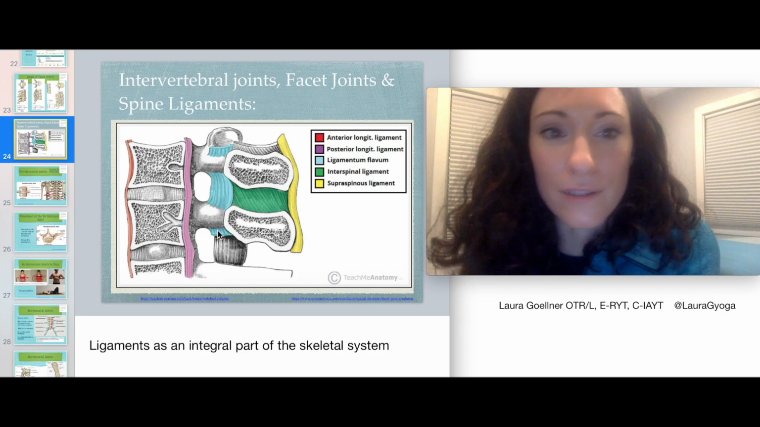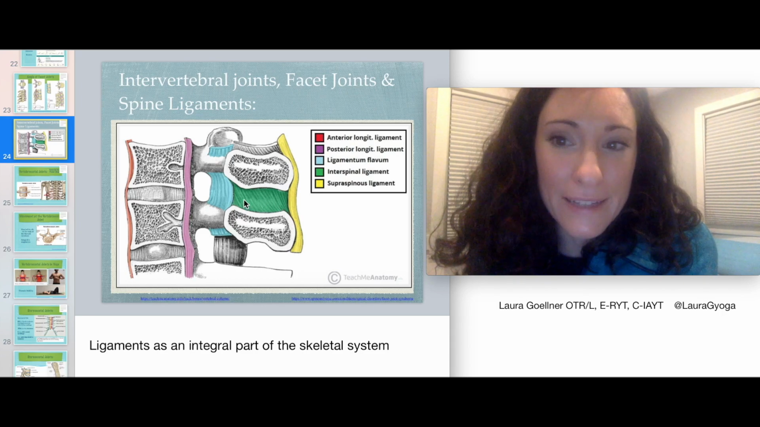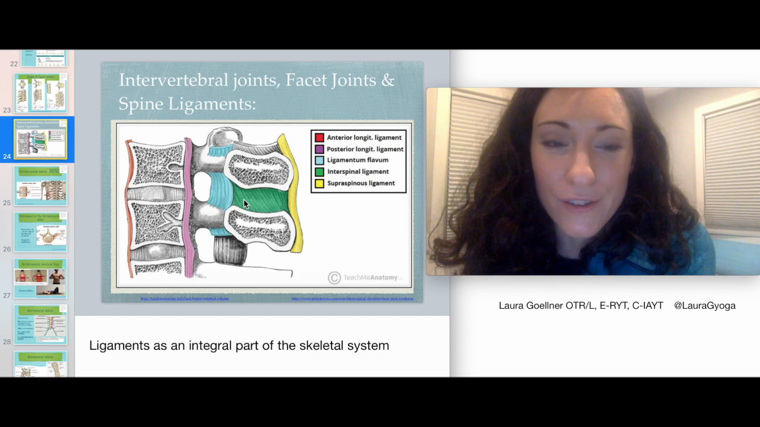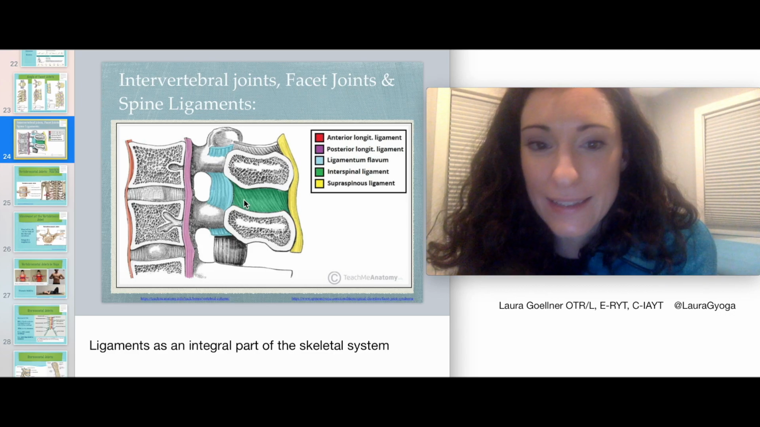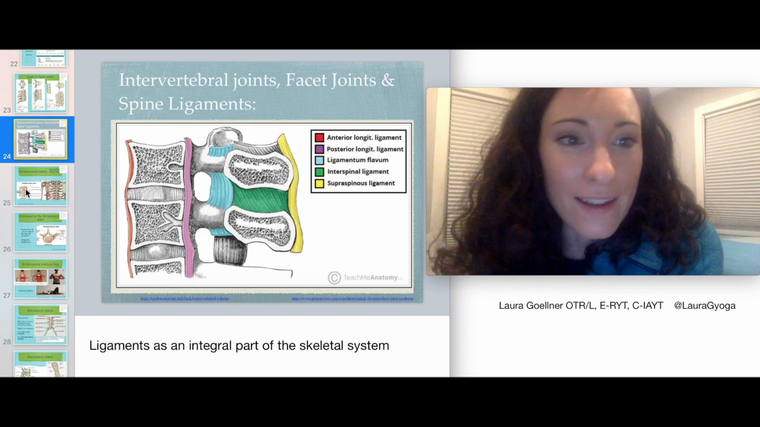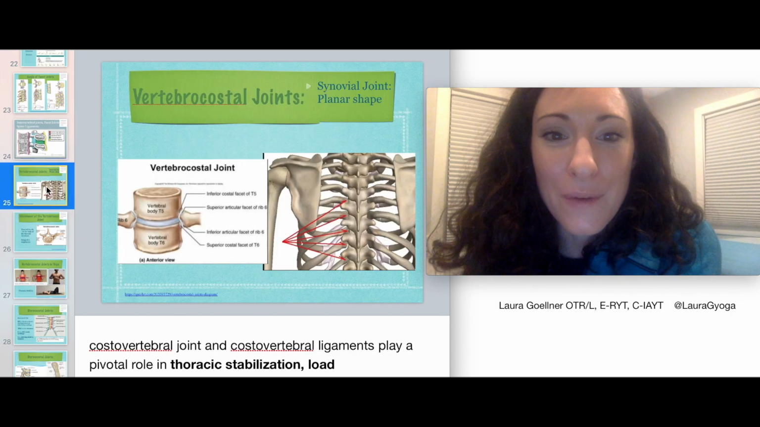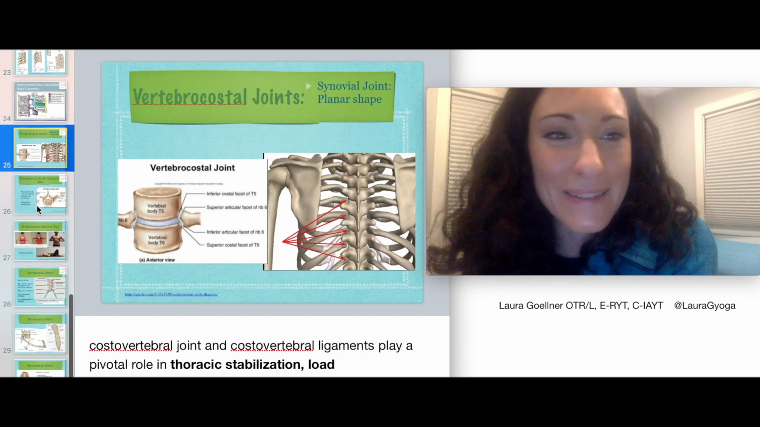So this lovely color-coded picture shows you the ligaments. So ligaments being part of the skeletal system that links bone to bone. It creates stability and it limits movement. It links and it limits. So lots of things going on there. Happy that we don't have to memorize those.